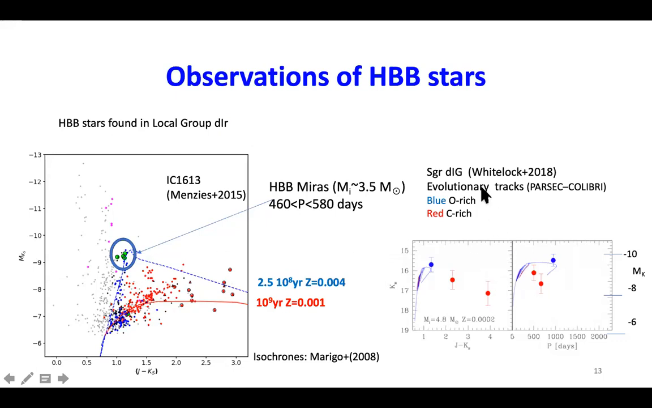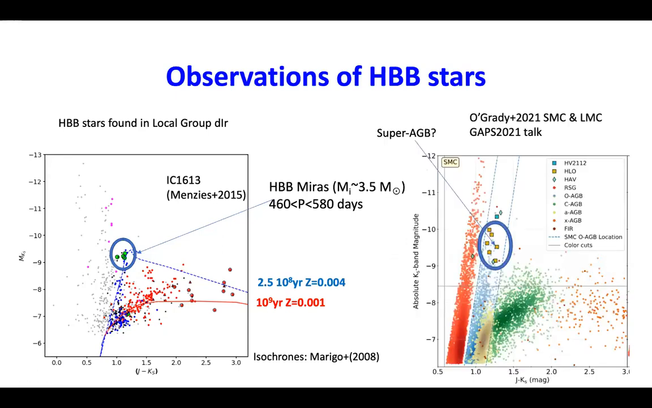Likewise, in the Sagittarius dwarf irregular, we see very few of these. In fact, just one blue star here. This blue point is a hot bottom burning star. It has a period of 1,000 days, and it fits very nicely on the PARSEC COLIBRI evolutionary tracks, at a K magnitude of minus 10.